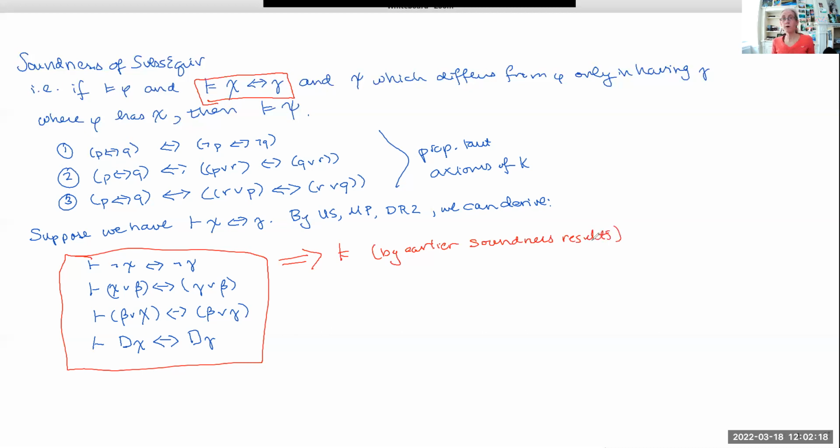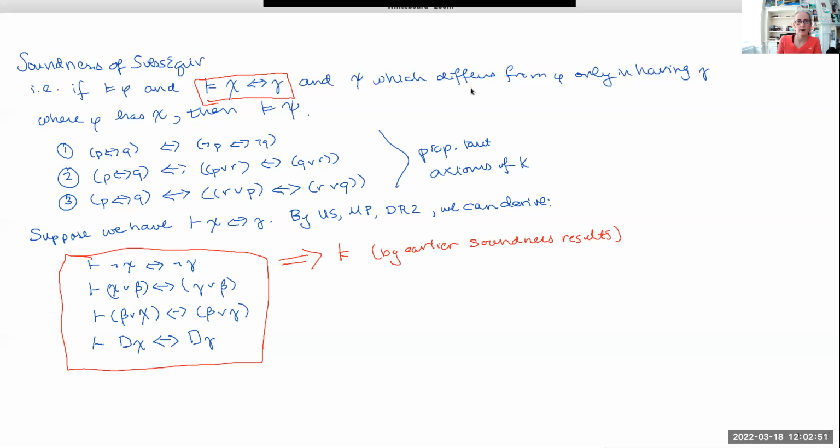By our normal form result that we proved in the last video, we know that every modal formula is equivalent, and provably so using propositional tautologies and modal interchange, to something that only involves negation, disjunction, and necessity. So suppose that we have a formula that is constructed out of gamma only using negation, disjunction, and necessity.